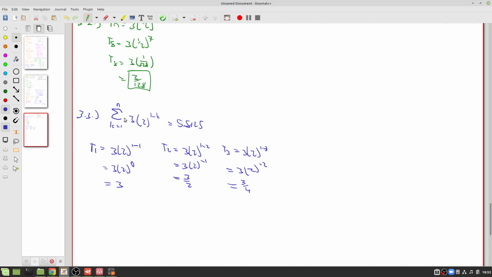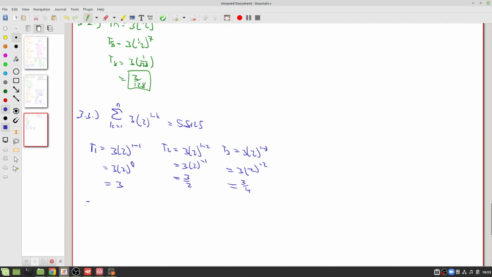And I mean, this just looks like it's geometric, right? And it will be. Whenever there's an exponent with a variable in, that'll be a geometric sequence. Okay, so what are we multiplying with each time? We're multiplying with a half each time, right? So 3 times a half is 3 over 2.